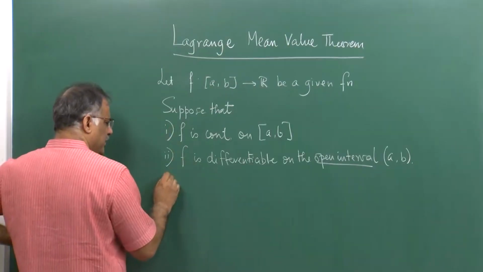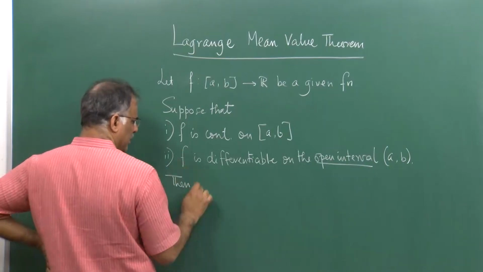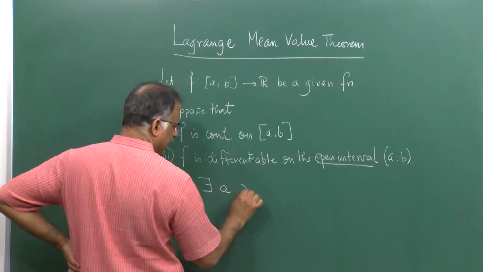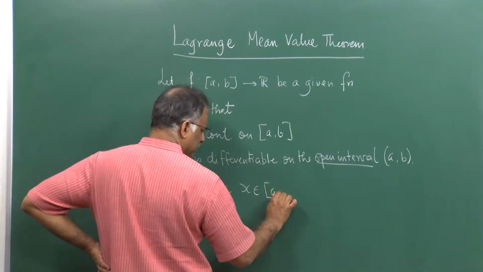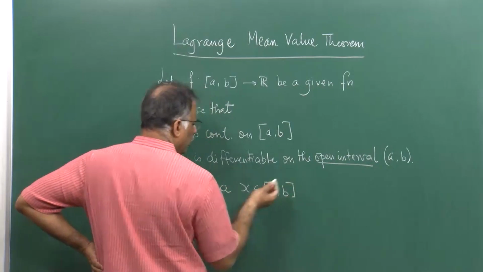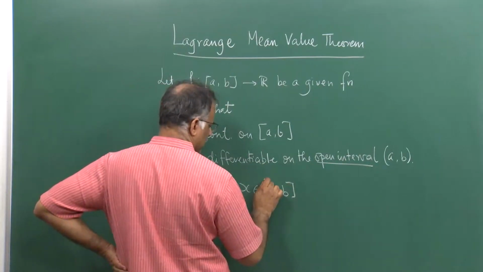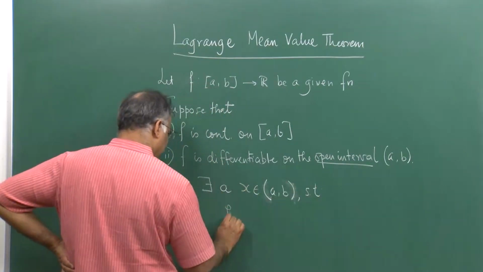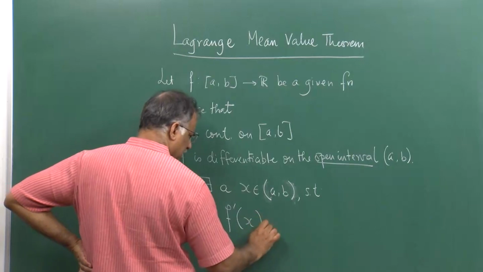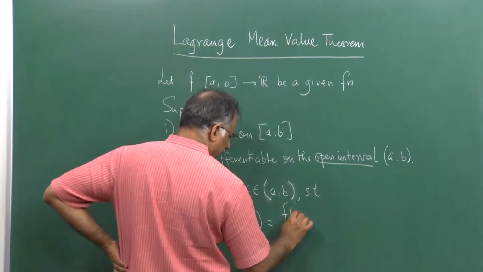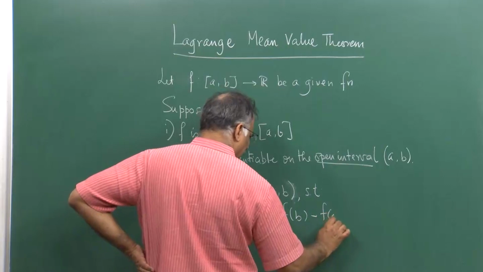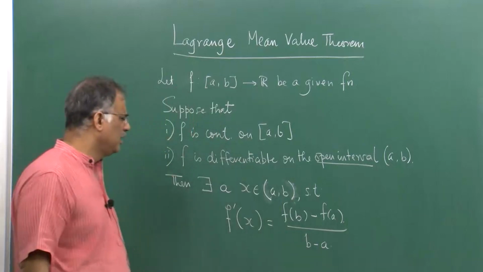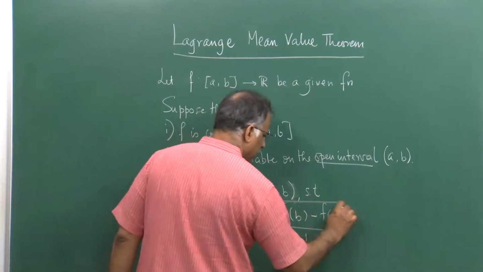If these two conditions are satisfied, then there exists, so this is the symbol of there exists, x an element of (a, b), actually in the open interval (a, b), such that f dash of x is equal to (f(b) minus f(a)) by (b minus a). Now, this is the statement of the Lagrange mean value theorem.